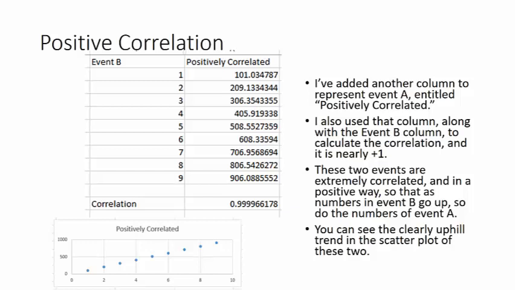So these two events are extremely correlated, and they're correlated in a positive way, so that as the numbers in event B go up, so do the numbers of event A. You can clearly see the uphill trend in that scatter plot that I also show below. Positively correlated random variables will have that uphill trend. When one of the numbers goes up, the other one also goes up, and we would say that they're positively correlated. These are definitely strongly correlated. It's practically a 1, strongly positively correlated.